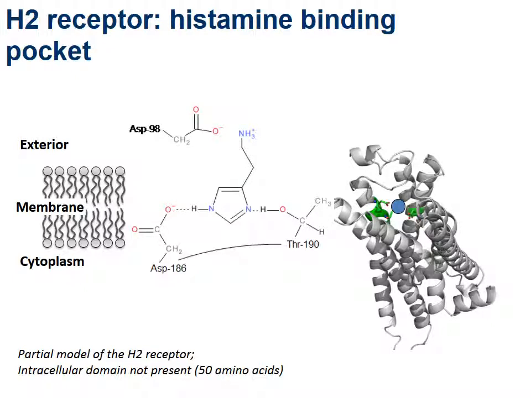Now, if we look at these amino acids here in green in more detail, we find that there are 2 aspartates with a carboxylic group and a threonine side chain involved in or proposed to be involved in the binding of histamine. So here's an ionic interaction, and there's 2 hydrogen bonds. And so this is a model for how histamine normally binds to the H2 receptor, and this would lead to an active receptor and active signaling.